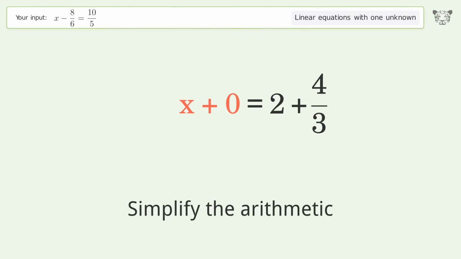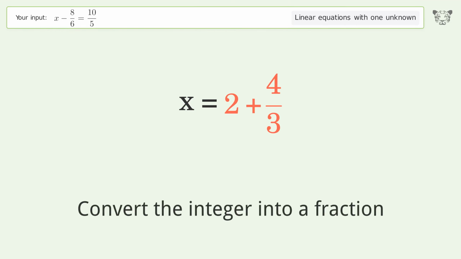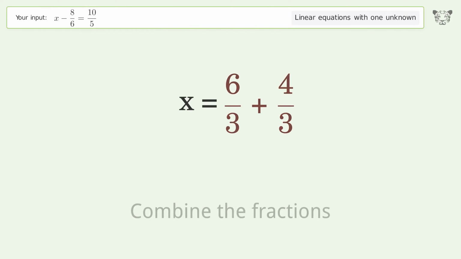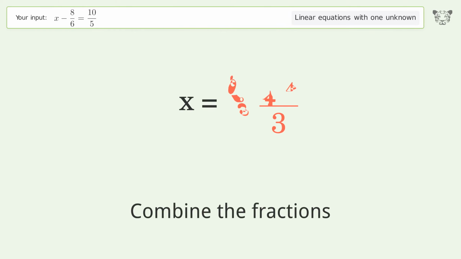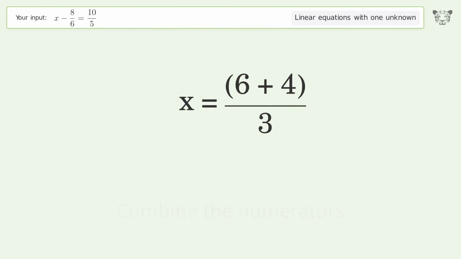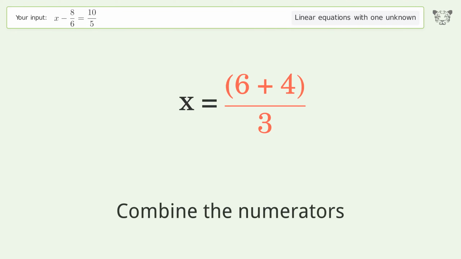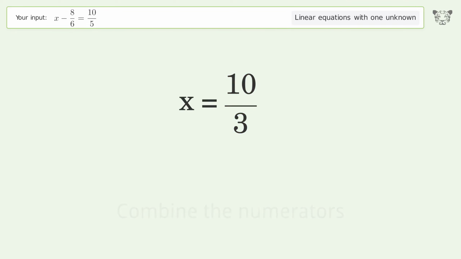Simplify the arithmetic. Convert the integer into a fraction. Combine the fractions. Combine the numerators. And so the final result is x equals 10/3.